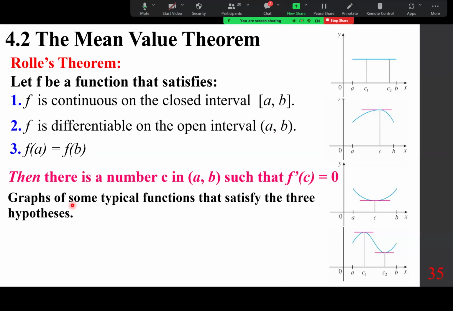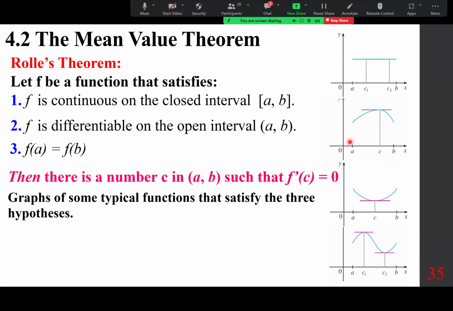Graphs of some typical functions that satisfy the 3 hypotheses are given. In all cases, we have continuity. Take a look. This is just a line, so that means f of a equals f of b anywhere you choose. So this is from a to b. This one, the endpoint A and the point B. Again, they're all continuous, okay? And they're all differentiable. That means smooth curve, no sharp corner, no break, no discontinuity. That's all of the above.